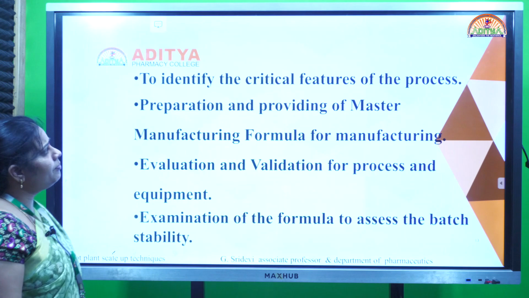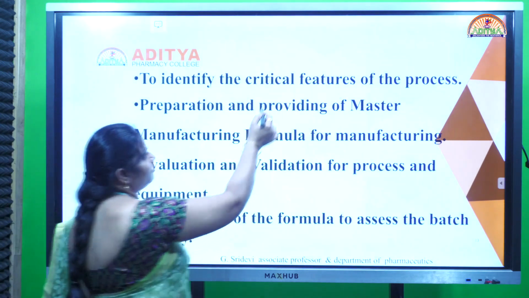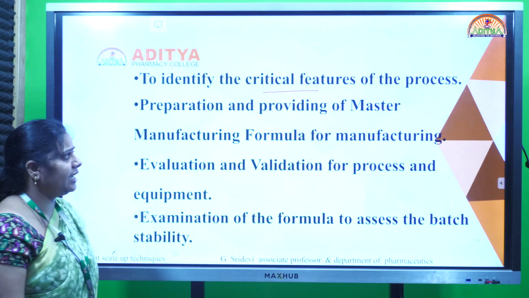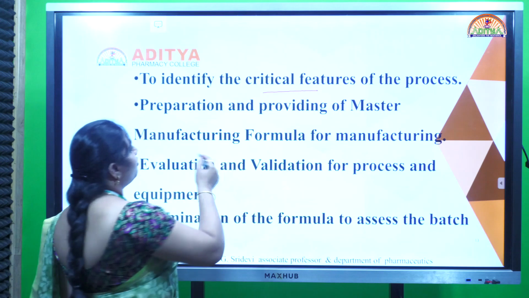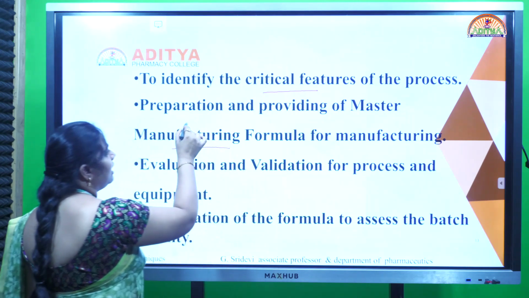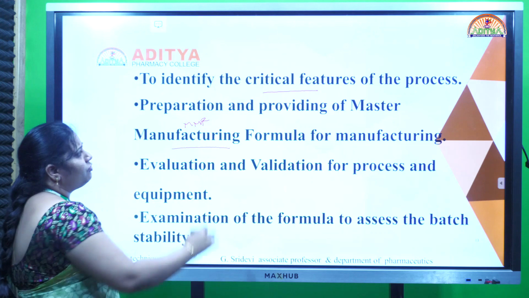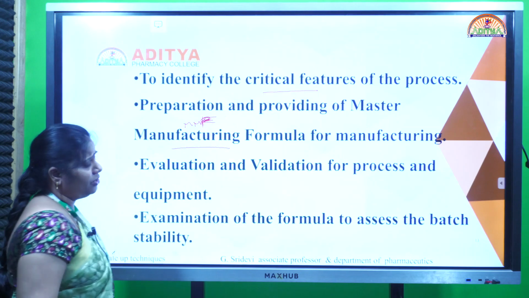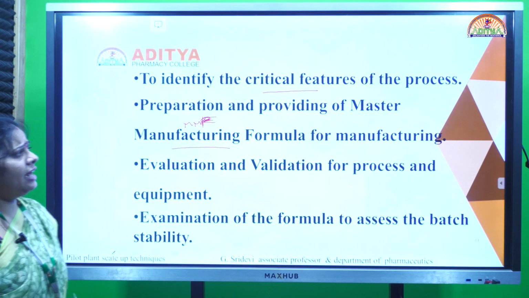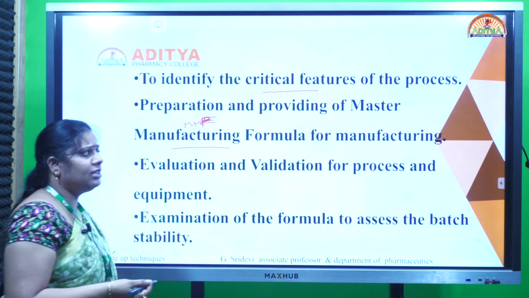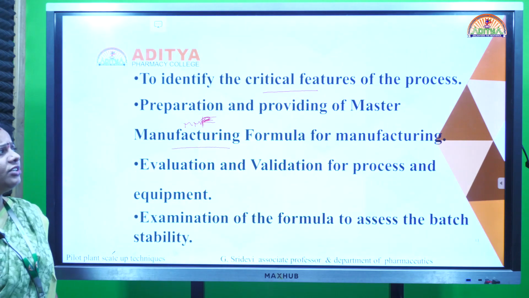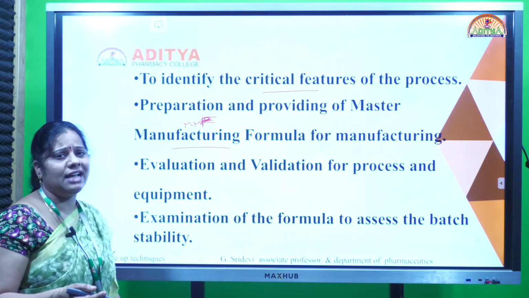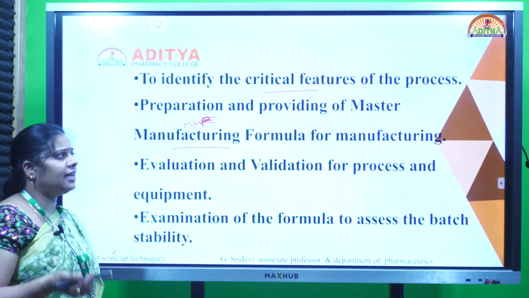And coming to the next one, to identify the critical features of the process. We are going to check what critical features are there in the process. And next one, preparation and providing of the master manufacturing formula, that is MMF. They check the master manufacturing formula initially, and the formula used for the pilot plant is carried forward for the scale up activity, but while preparing the large scale production, they use larger quantities.